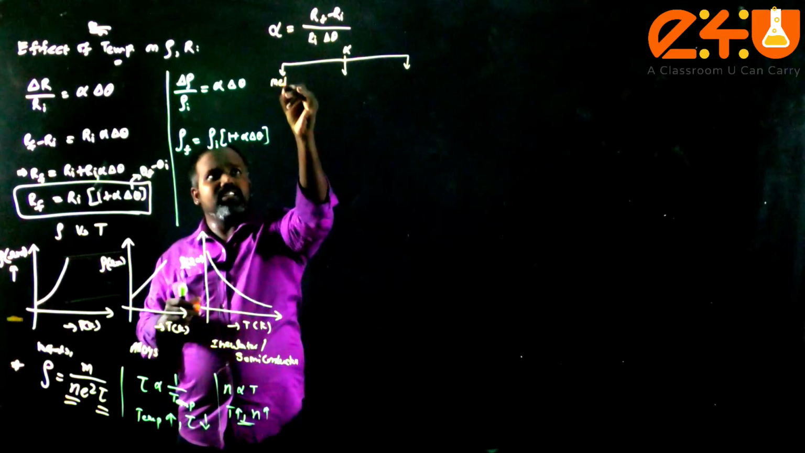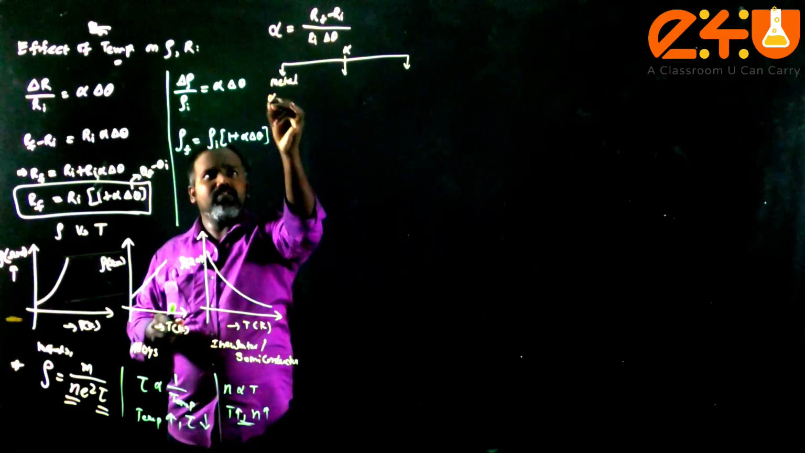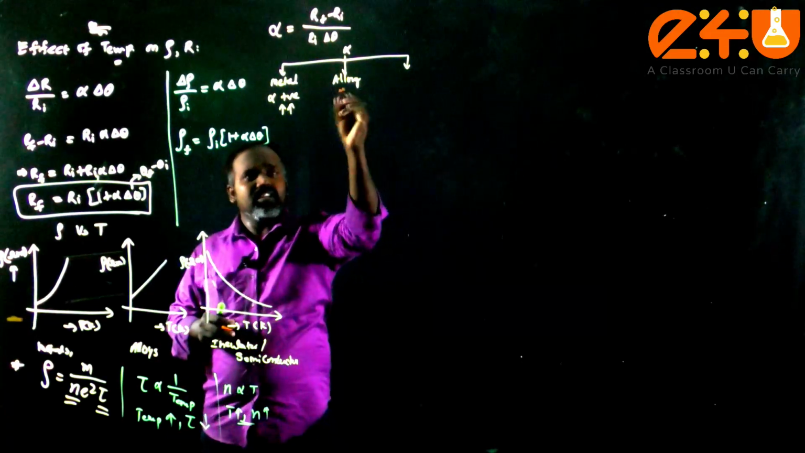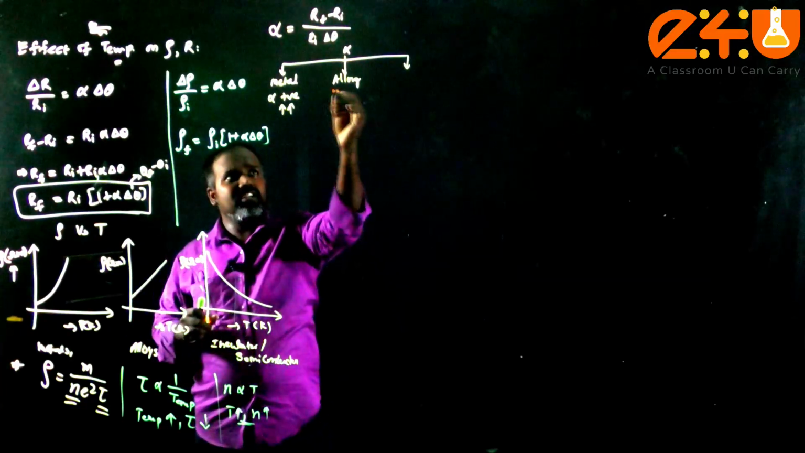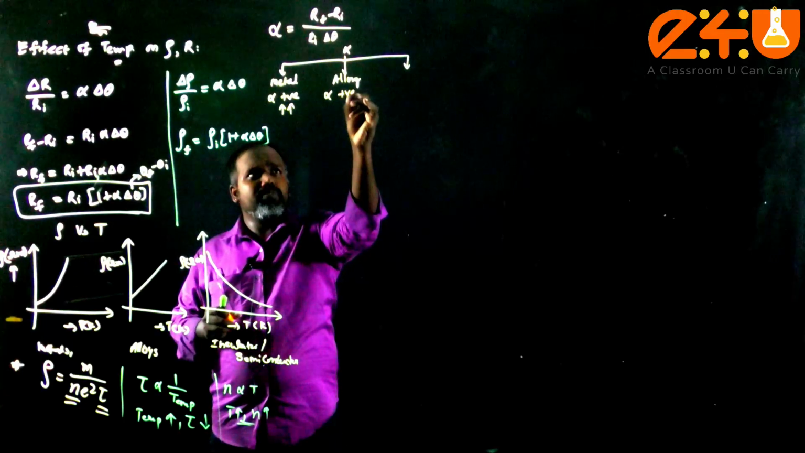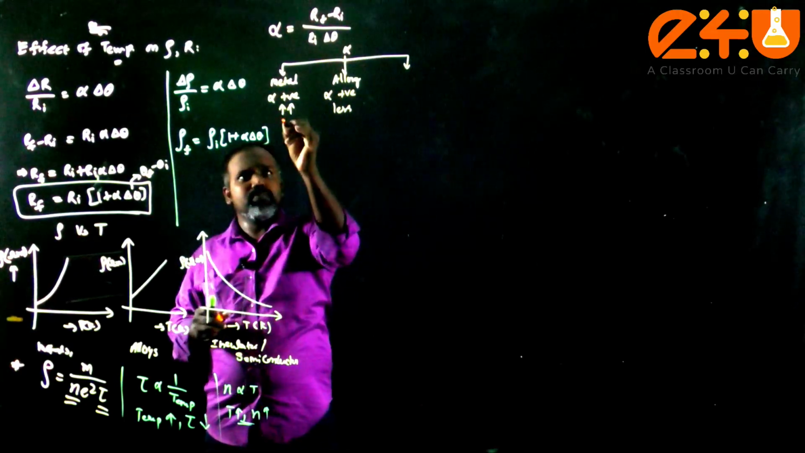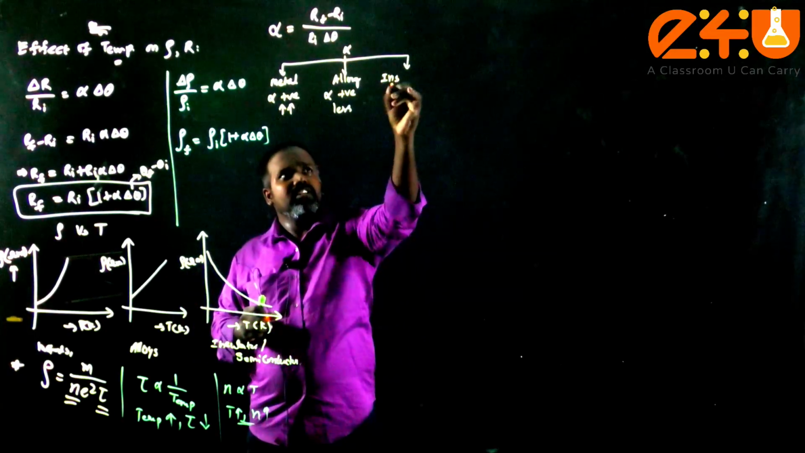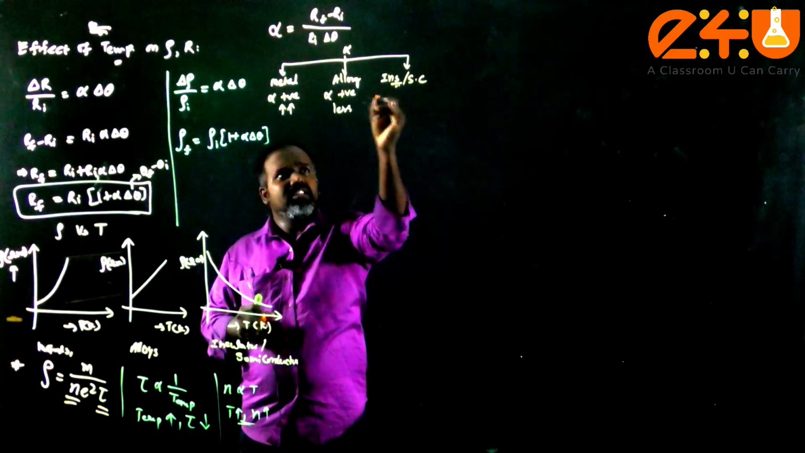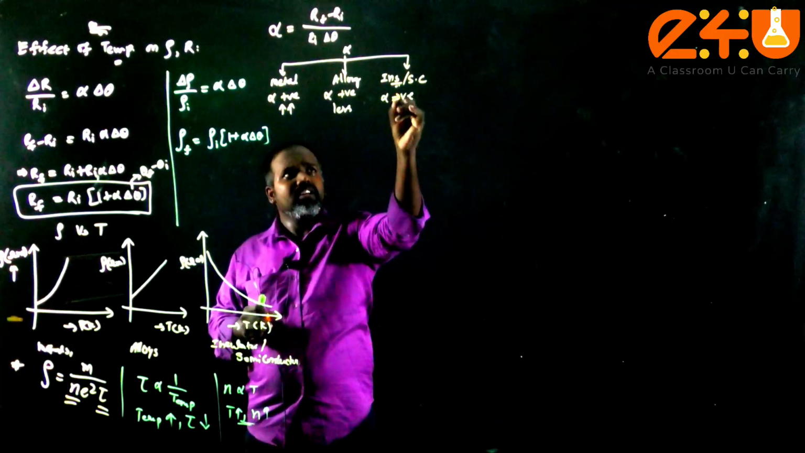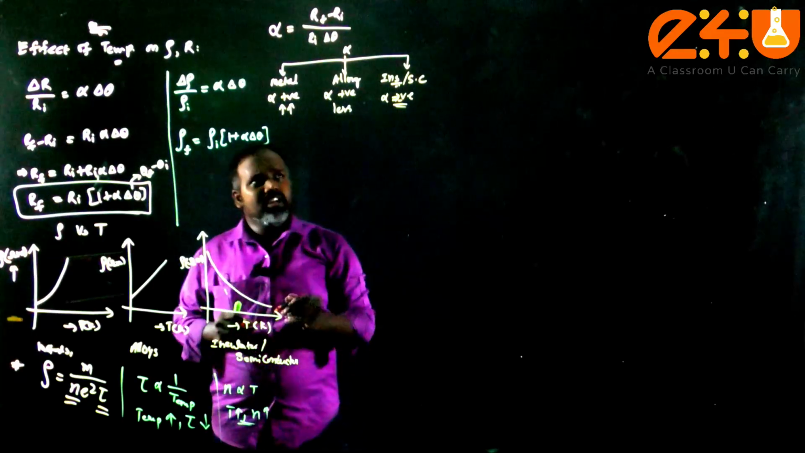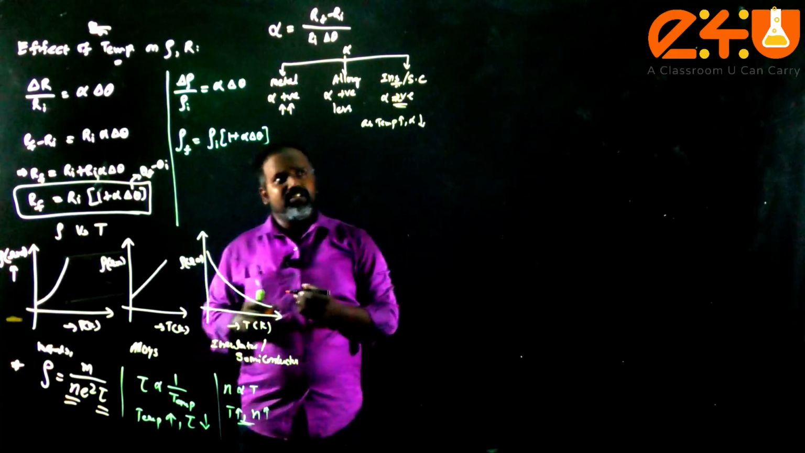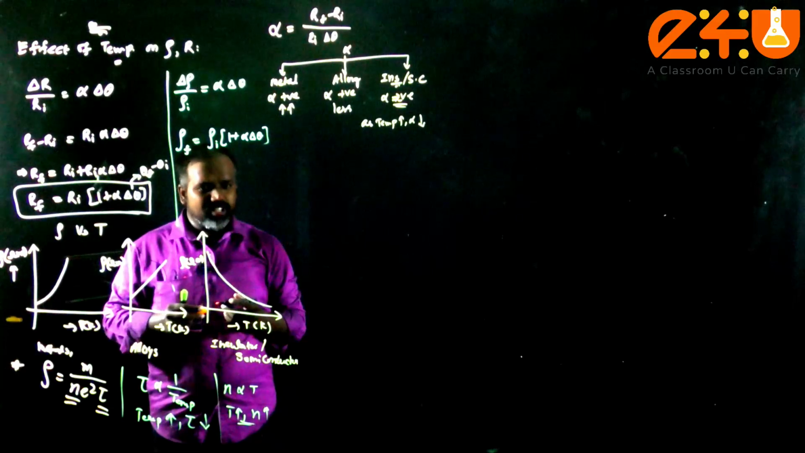In the case of pure metals, alpha will be positive and a high value. In the case of alloy materials like constantan, manganin and nichrome, the alpha value is positive but less. This is more and this will be less when compared to these two. Next, in the case of insulators or semiconductors, the alpha will be negative. That means as the temperature increases, the resistivity decreases. That is the negative temperature coefficient of resistivity.